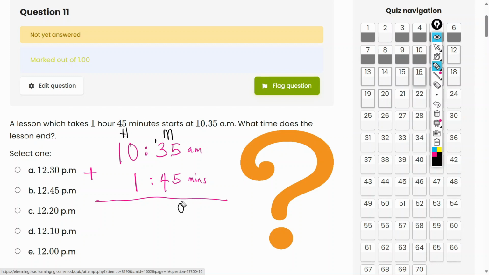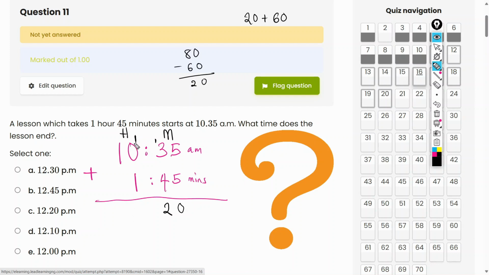But we can't write 80 here. The maximum this space can take is 60. So if we remove 60 from 80, we are left with 20 minutes. So 80 minutes is the same thing as 20 minutes plus 60 minutes. So we write 20 minutes here and carry over 60 minutes. When we carry 60 minutes over, that makes 1 hour. So plus 1 here.